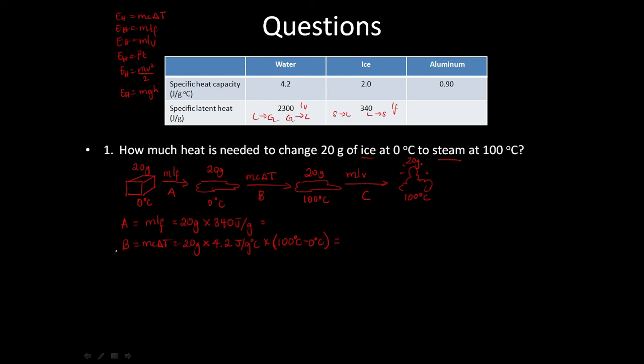And then for C, we're using MLV. And here we're going to use 20 grams times the latent heat of vaporization of water. So this one will be 2300 joules per gram. Okay? And so now we could work them out. You could work along with me as well.